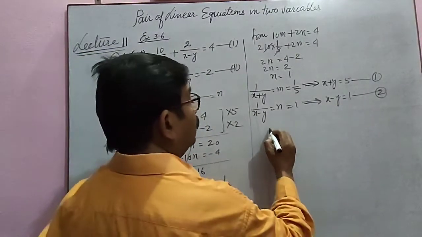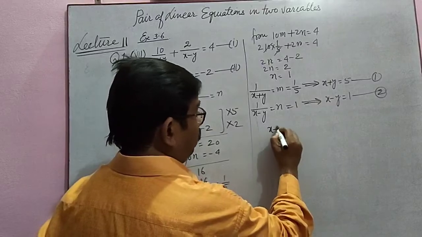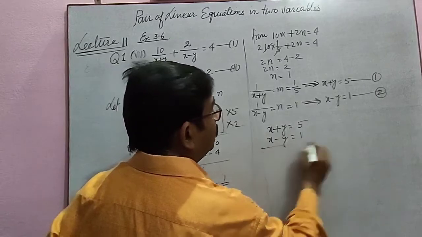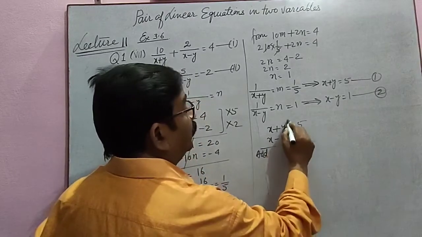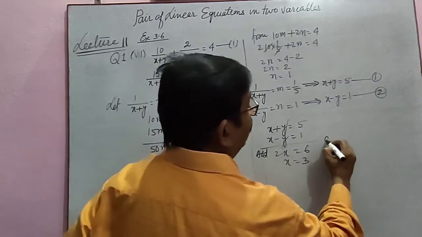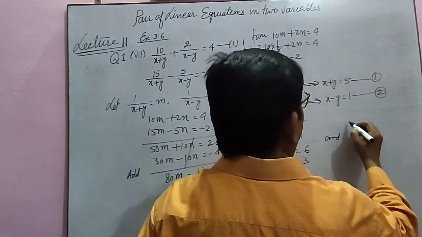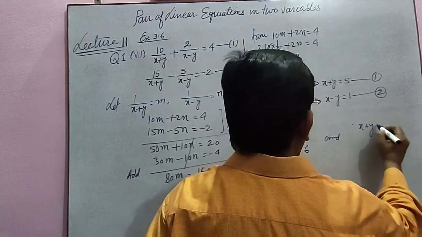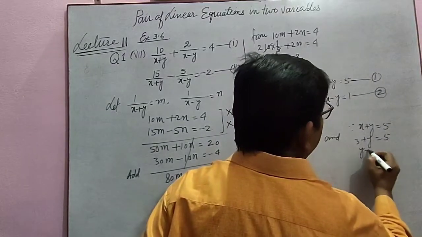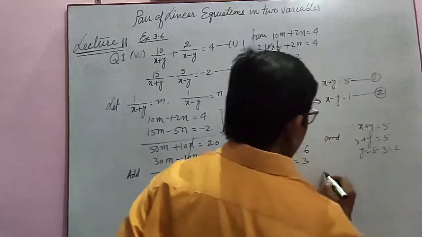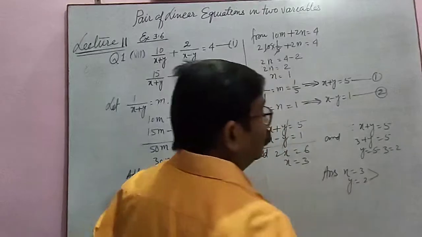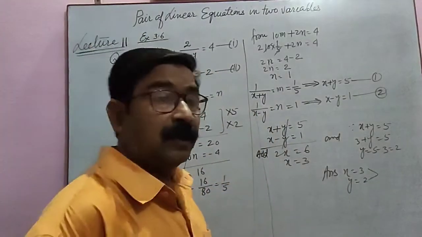And you know how to solve it. Let's see. x plus y is equal to 5 and x minus y is equal to 1. Simply add the equations. y will go. We have 2x is equal to 6, x is equal to 3. Since x plus y is equal to 5, 3 plus y is equal to 5, y is equal to 5 minus 3, which is 2. So the answer is x is equal to 3 and y is equal to 2. This is how we will solve the equations.